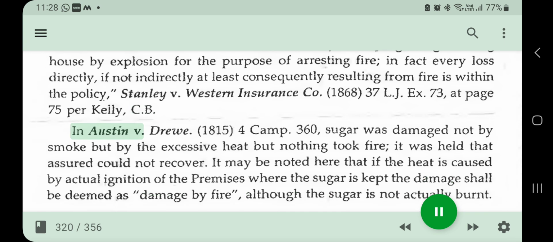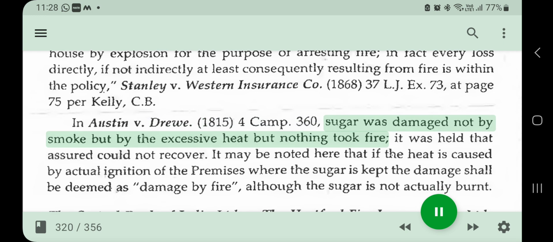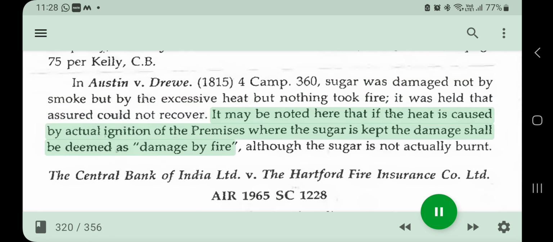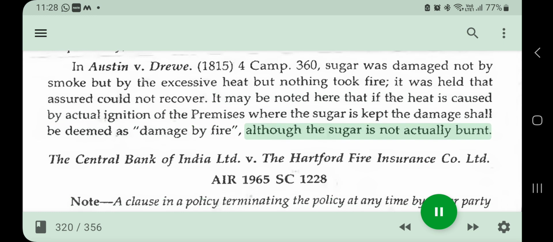In Austin v. Drew, 1815, 4 Camp. 360, sugar was damaged not by smoke but by the excessive heat, but nothing took fire. It was held that the assured could not recover. It may be noted here that if the heat is caused by actual ignition of the premises where the sugar is kept, the damage shall be deemed as damage by fire, although the sugar is not actually burnt.